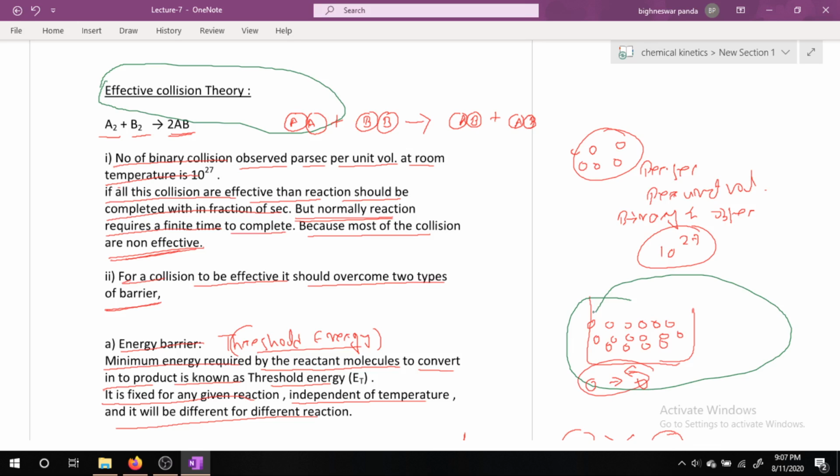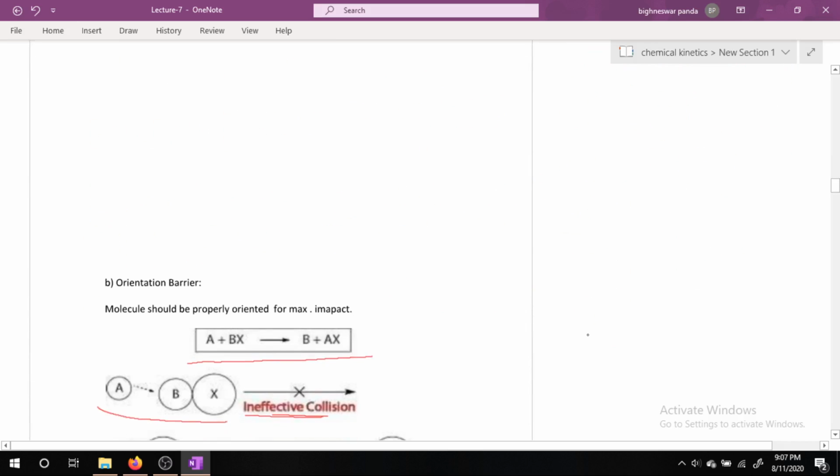So what are effective collisions? For a collision to be effective, the molecules should cross two types of barrier, that is the energy barrier and the orientation barrier.